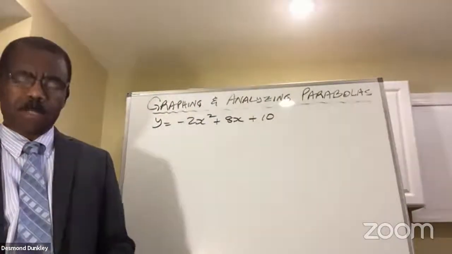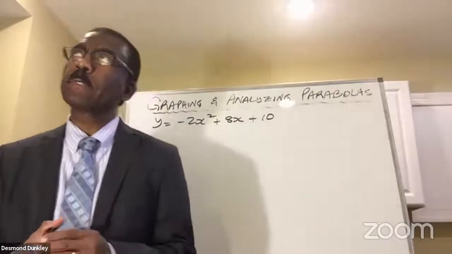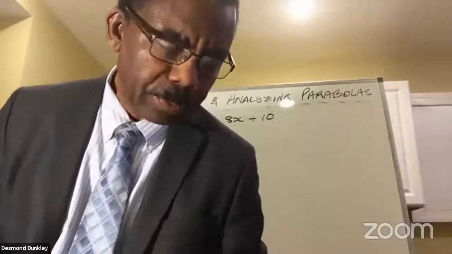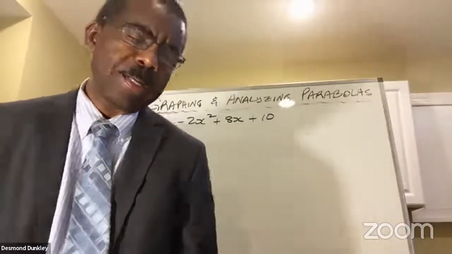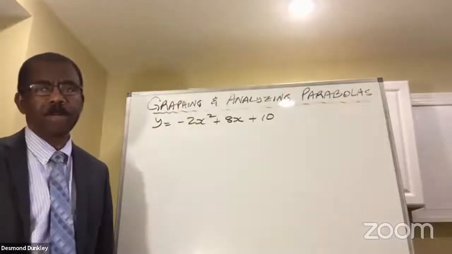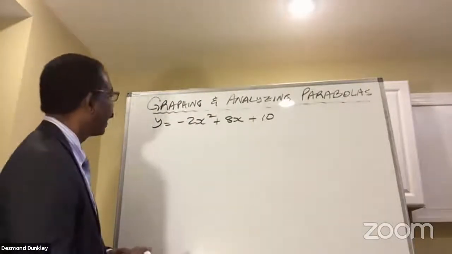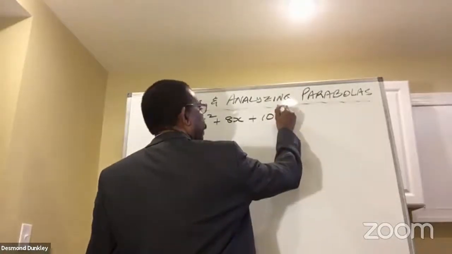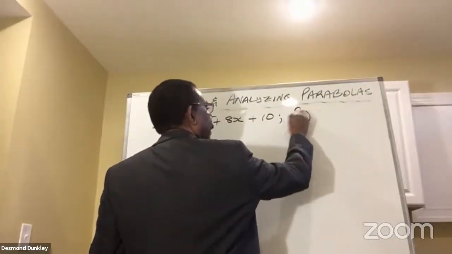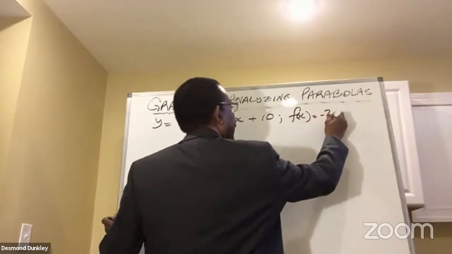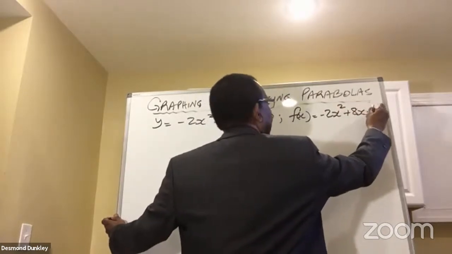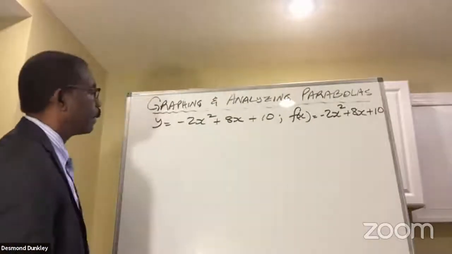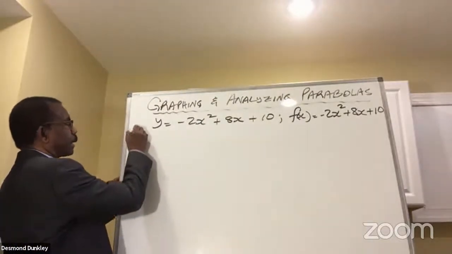So the graph we had before was y equal to x squared, was it x squared, I think? Let me double check. Y equal to x squared minus 4x plus 3. So it was positive x squared. This one now is negative 2x squared. So that's different. Okay? And of course, we could rewrite this as f of x equal to negative 2x squared plus 8x plus 10. Okay? So first thing is vertex.